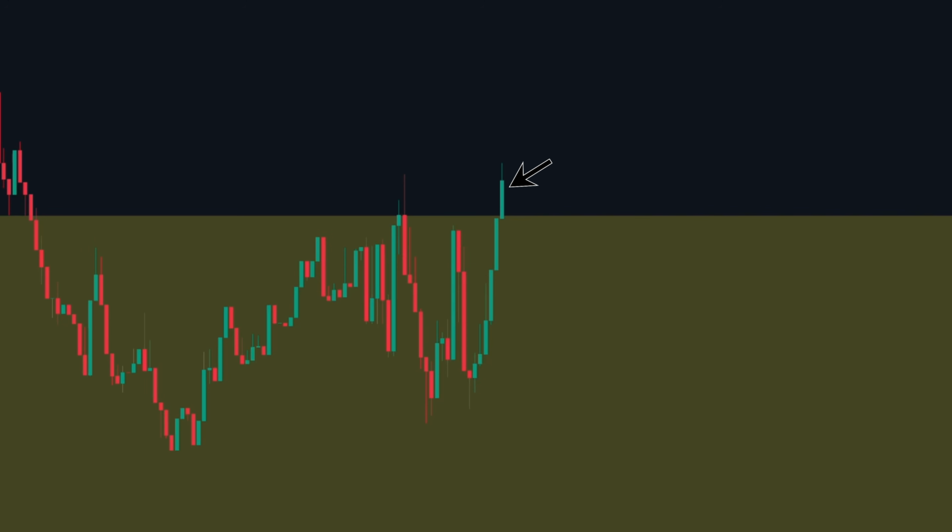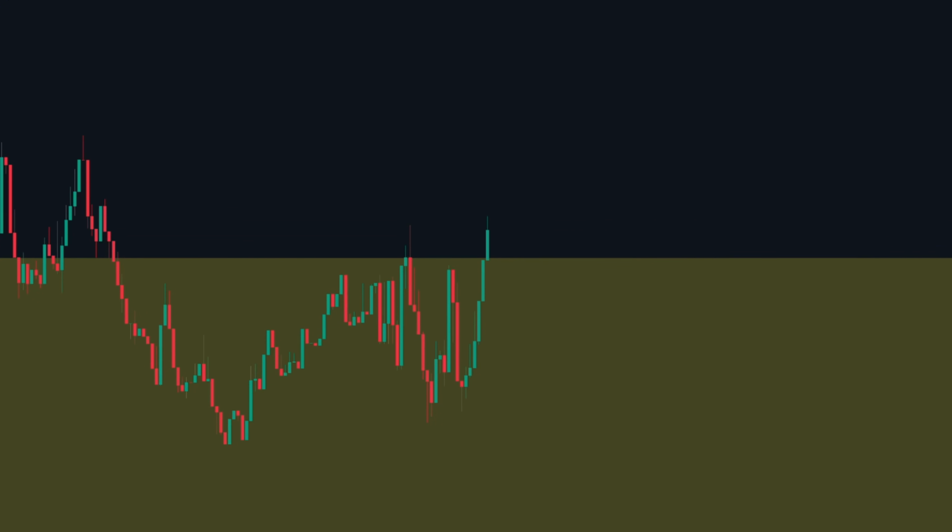Price pushes up, breaks above the neckline and closes above it. That is our entry signal. We go long right there, no hesitation. Pattern confirmed, we execute. Stop loss goes just below the second bottom, right here.